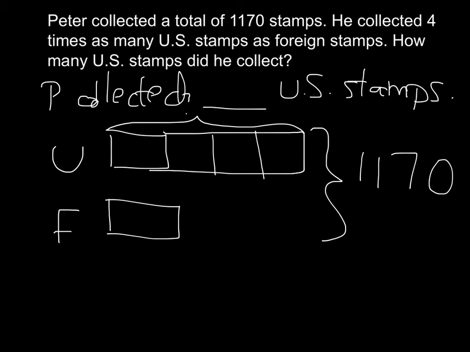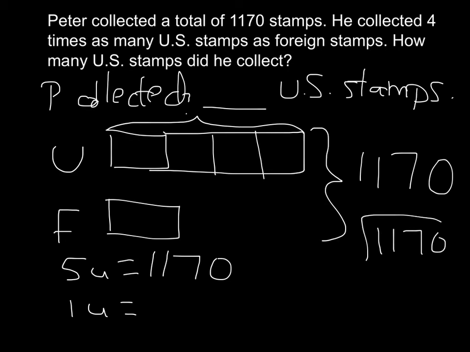Okay, and here's what I notice. All my units are equal. I have 5 units. All together equal 1,170 stamps. And so since there's all equal units, I can go ahead and divide right now. All I've got to do is say 1,170 divided into 5 equal groups, because the 1,170 doesn't just go in the U.S., it goes in the U.S. and the foreign. So there's actually 5 units. And when I do that division problem, I get 234.